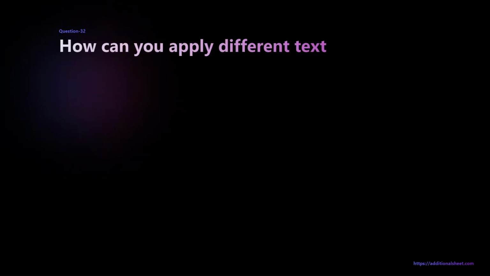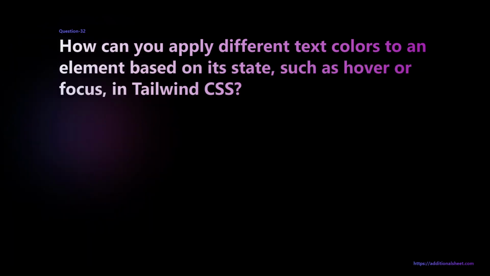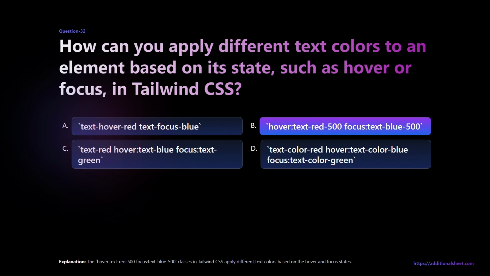How can you apply different text colors to an element based on its state, such as hover or focus, in Tailwind CSS? Option A, text hover red text focus blue. Option B, hover text red 500 focus text blue 500. Option C, text red hover text blue focus text green. Option D, text color red hover text color blue focus text color green. The correct answer is option B, hover text red 500 focus text blue 500.